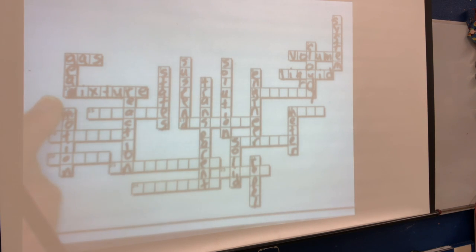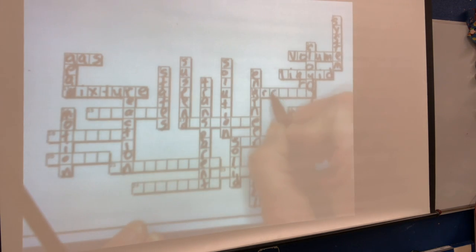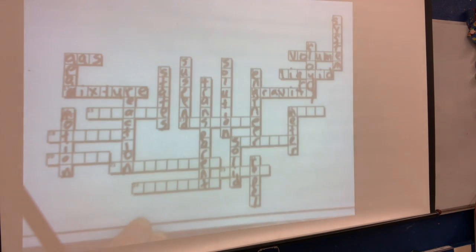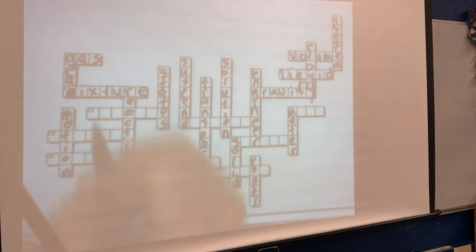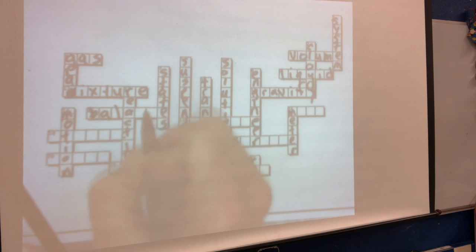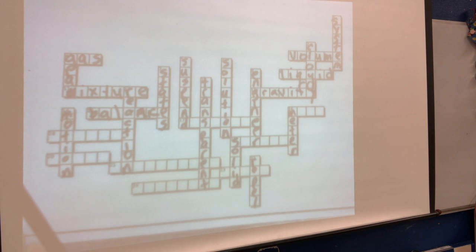Number 13 across. The force that pulls everything towards Earth's center. And it is pulling on you right now. It's gravity. All right. Number 15 across. A tool used to measure mass. I used it. I didn't have enough to send home, but I used it to measure the mass of things. It was a balance scale. Okay.